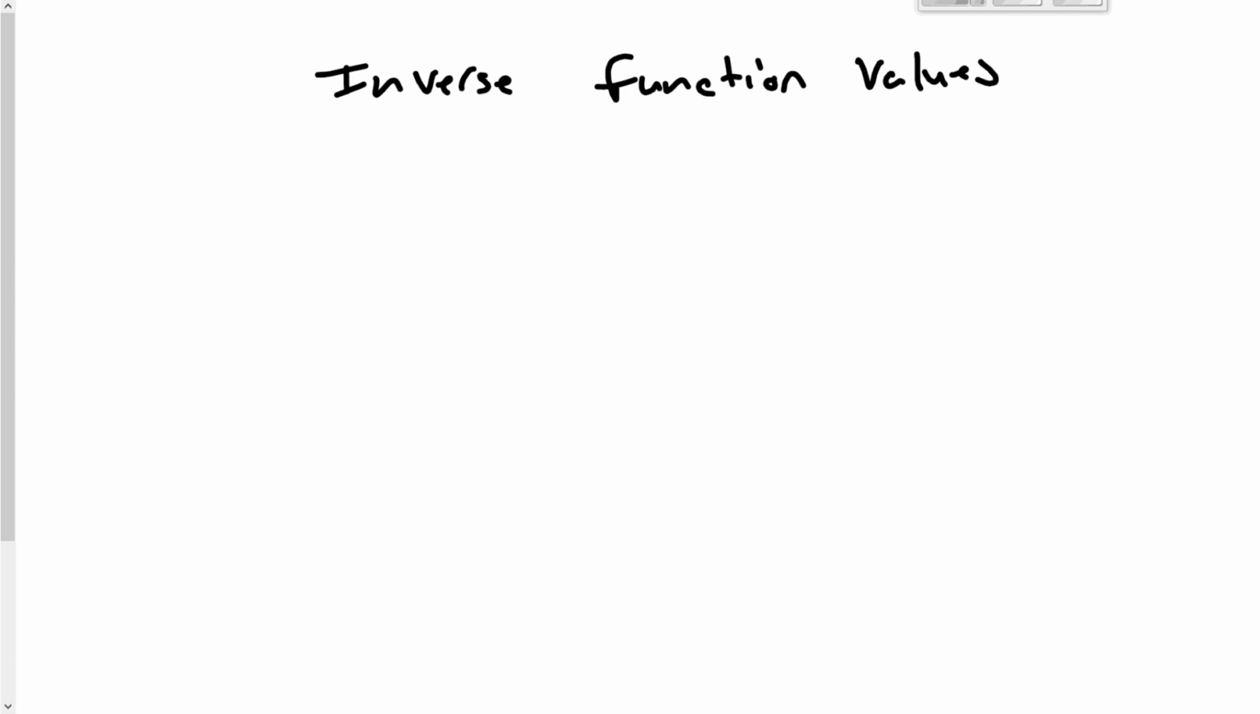Last part of 7.5, we're talking about inverse function values. So the first ones that we're going to cover is using a calculator and how to find the inverse trig function. So we're looking for the angle. Remember, that's what inverse trig functions do. They find the angle. So here's a couple problems.